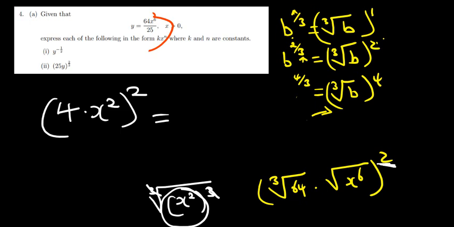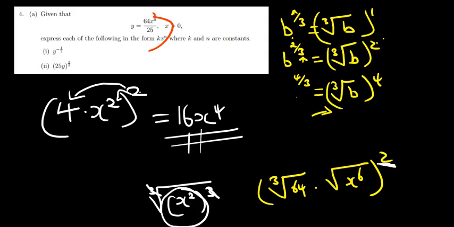So this 2 will go to the 4. What is 4 squared? 4 multiplied by 4 is going to give me 16. And then this 2 goes to the power 2, so 2 multiplied by 2 is going to give me x to the power 4. So this one here is our answer.